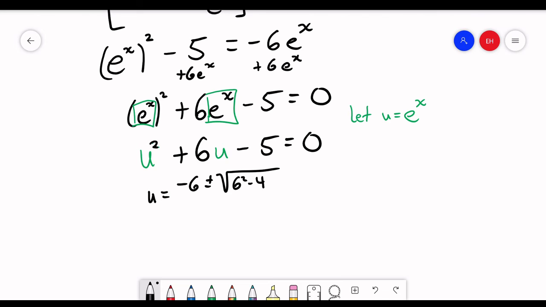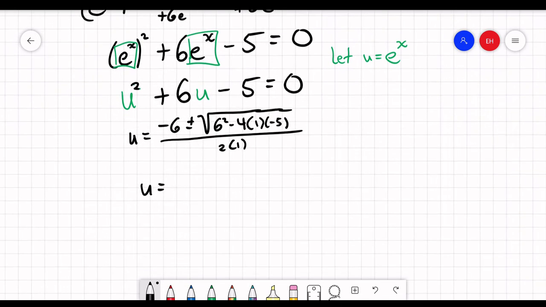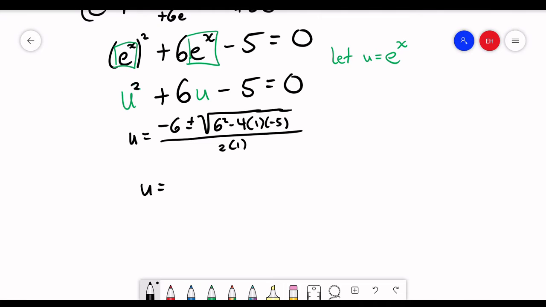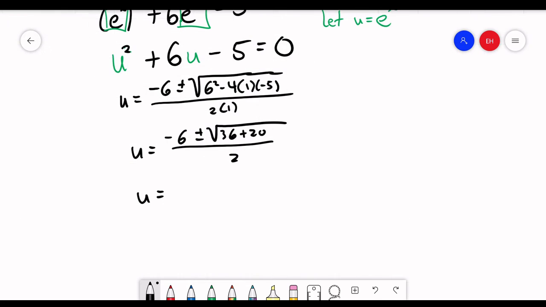But I know the quadratic formula. It's the only thing in math that I have memorized. I don't have anything other than this memorized. So it's the opposite of b, so it's minus 6 plus or minus the square root of b squared minus 4ac, all over 2 times a. And I start doing the quick maths. So under the square root, I've got 36 plus 20. So now I've got minus 6 plus or minus square root of 56 divided by 2.